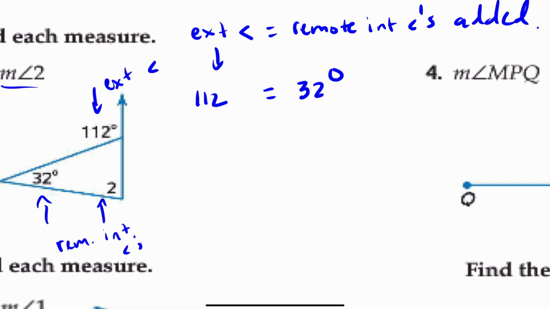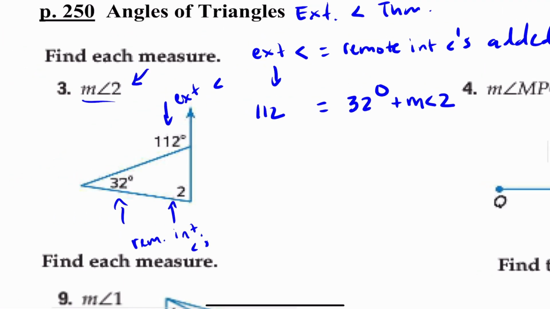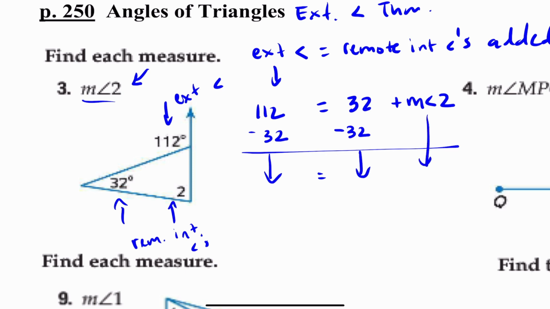So if I'm talking about angle 2, I want to find the measure of that. So I write plus measure angle 2. And what is my goal here? I need to solve for the measure of angle 2. So minus the 32, minus the 32. So do your algebra. So what is the measure of angle 2? What is the measure of angle 2 equal to? Okay, use your calculator to figure all that out.